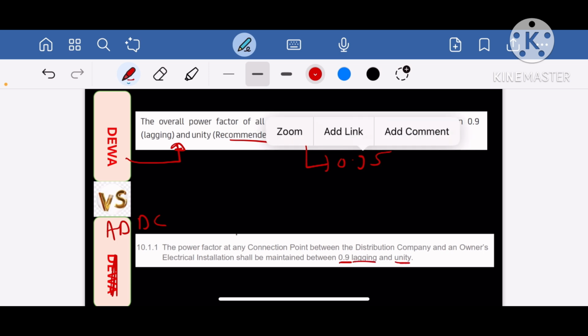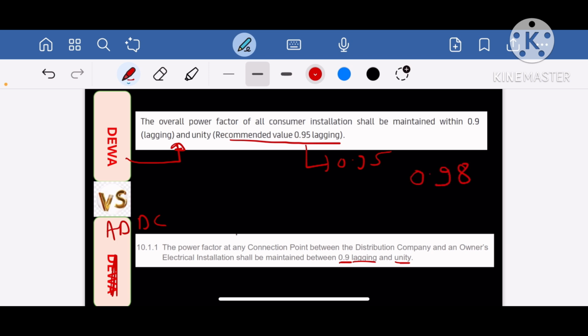But DEWA will not stop you if you maintain the power factor at the consumer end at 0.98, as 0.98 power factor is better than 0.95. So DEWA will not stop you from maintaining a power factor of 0.98, but DEWA is recommending 0.95.